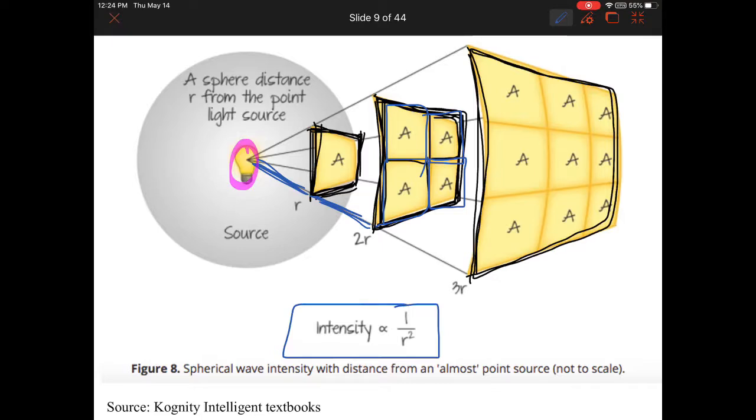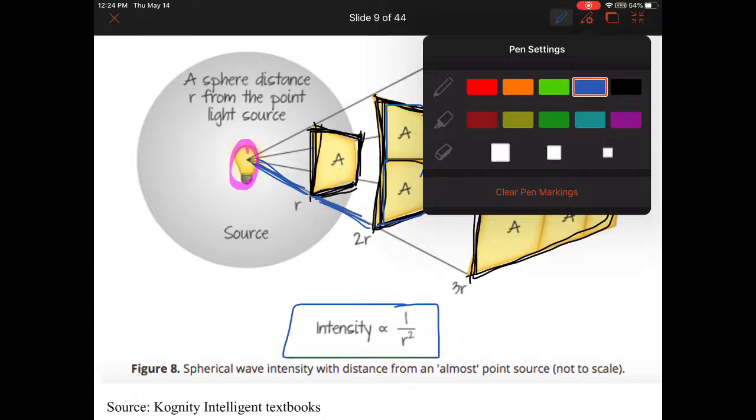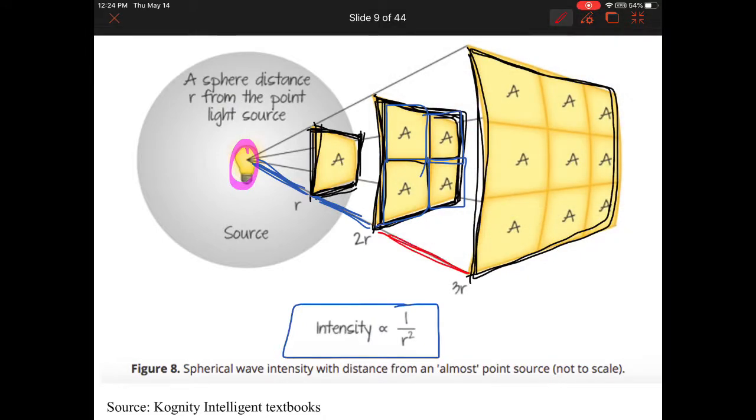Interesting. So it's quadrupling, it's diluting. If I go to triple my radius, compared to this initial radius, you can see that the area, or the power that was in this one sheet, is now actually 9 times bigger. So there's a relationship going on here, and it's very simple.